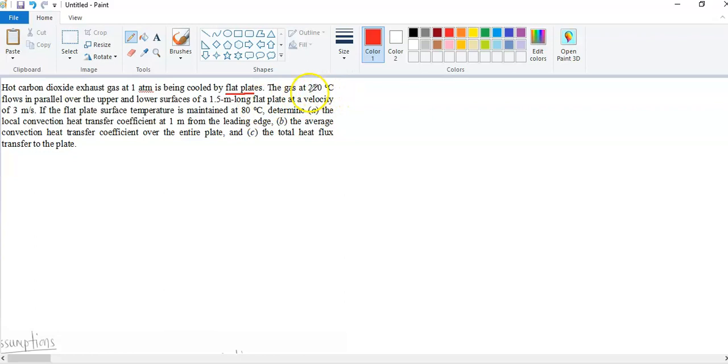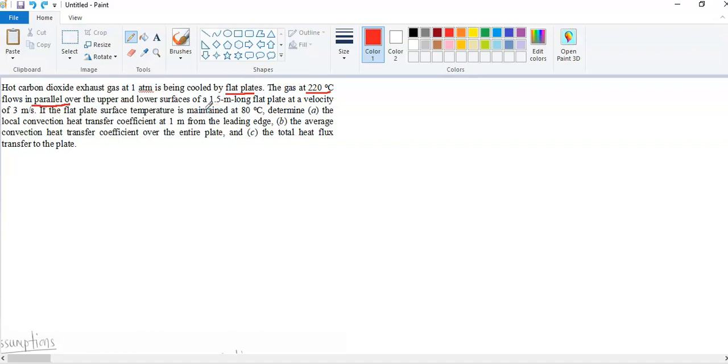Initially the gas was at 220 degrees centigrade and flows in parallel. This is another keyword. The first thing is that it is a flat plate, and the gas is flowing parallel over the upper and lower surfaces of a 1.5 meter long flat plate.